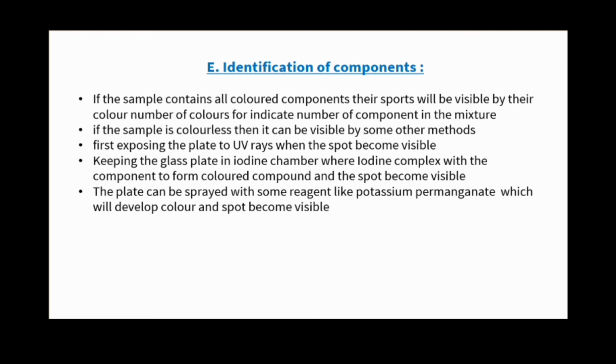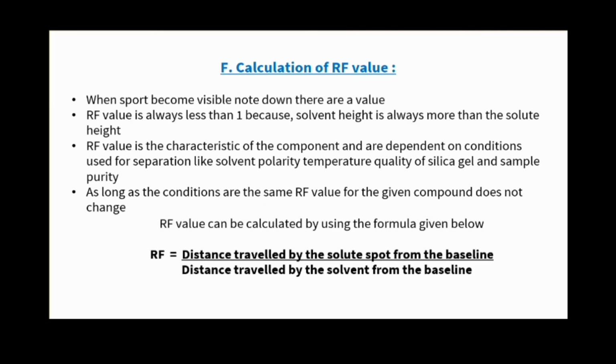First, exposing the plate to UV rays, when the spots become visible. Second, keeping the glass plate in an iodine chamber where iodine forms a complex with the components to form a colored compound and the spots become visible. And the last, the plate can be sprayed with reagents like potassium permanganate, which will develop color and the spots become visible. Okay, from these methods, any one method we can use to make our sample spots visible. Then after identification of the components, the next step is calculation of RF value.